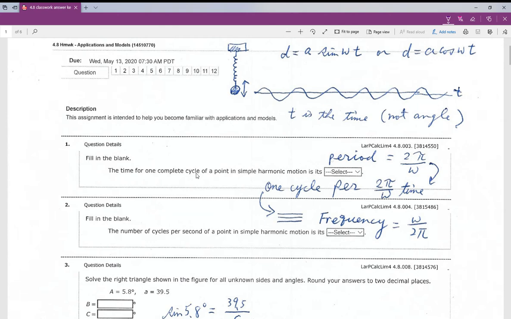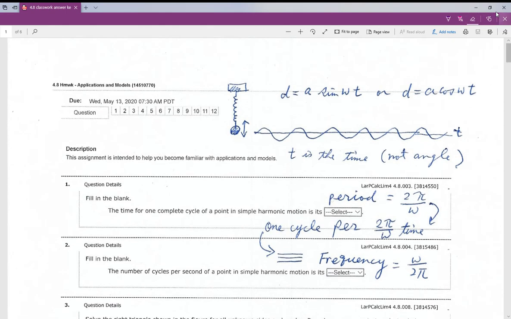Okay, our very last section, 4.8, then we are done with the lectures for the whole semester.